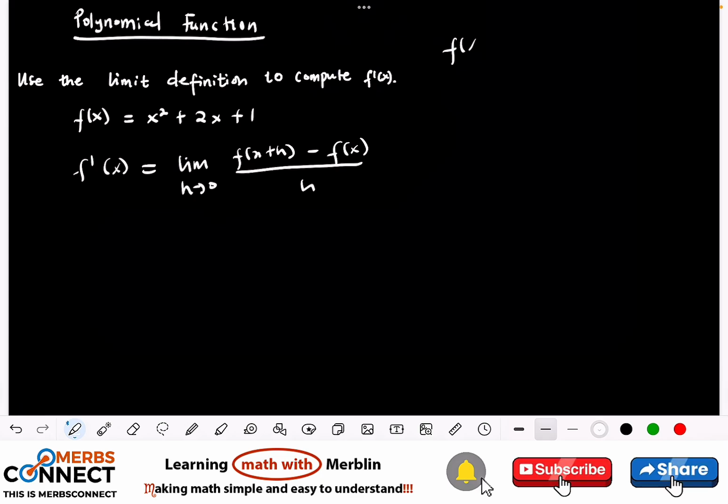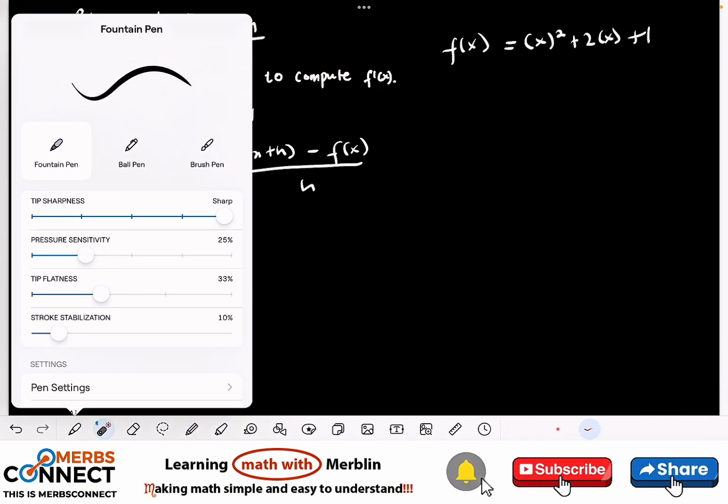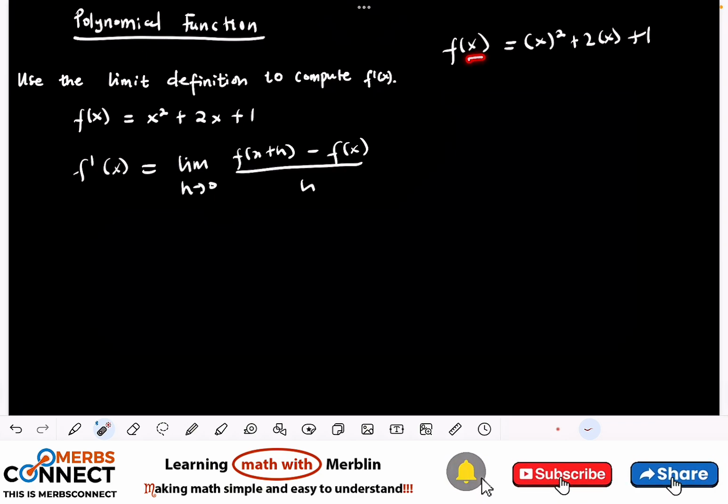I'll pick my f of x, which is this here. And since my x here is in the parentheses, I'll make sure that all the x values here too are also in parentheses. So I'm going to have something like x in parentheses squared plus 2x plus 1. So you see that they are all in parentheses. You can see that there is x here, x here, x here, right? So that it can help me to find f of x plus h.